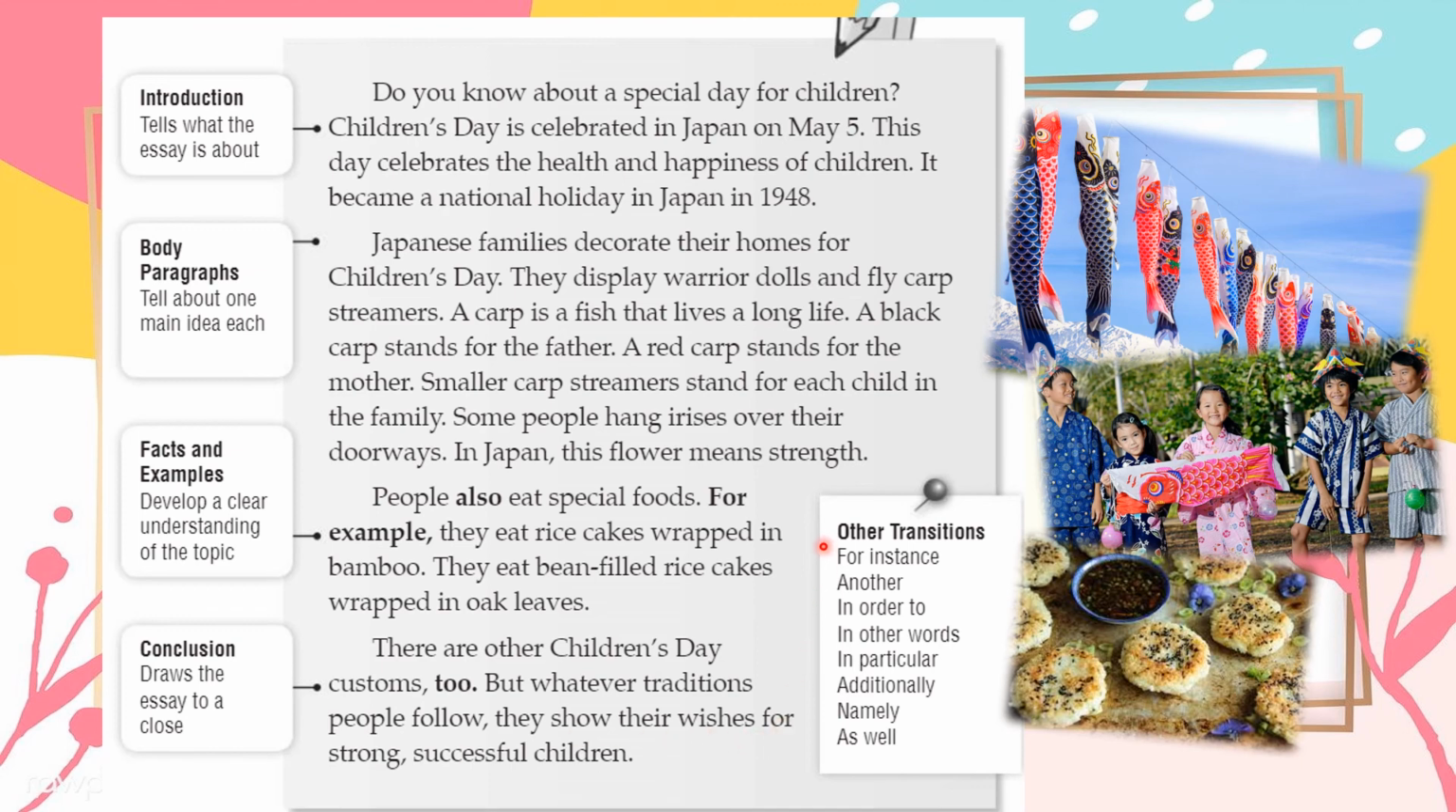Other transitions that you can use so that your ideas would flow smoothly throughout the entire essay would be, for instance, if you want to give more examples, another, in order to, if you're talking about cause and effect and reasoning, in particular, additionally, namely, and as well. So it's up to you. You can use these transitions as you see fit when you create your draft.